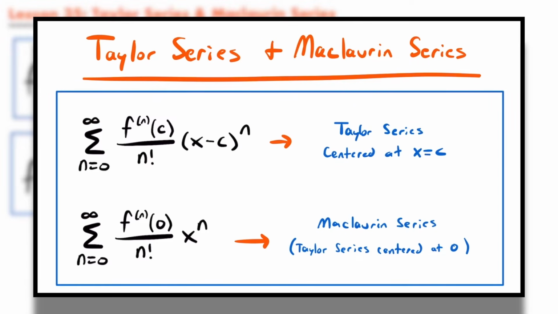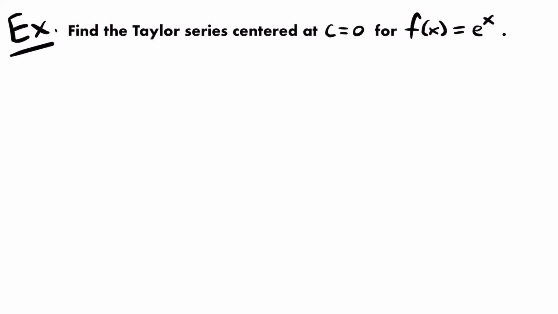Okay, and so now that you know what a Taylor series and a Maclaurin series are, let's take a look at an example of representing a function as a Taylor series. Okay, so here's our first example. We want to find the Taylor series centered at c equals 0 for f of x is equal to e to the power of x. All right, and it's important to note here that since we are trying to find a Taylor series centered at c equals 0, another way to view this is that we are looking for a Maclaurin series to represent this function, because a Maclaurin series is a Taylor series centered at c equals 0.